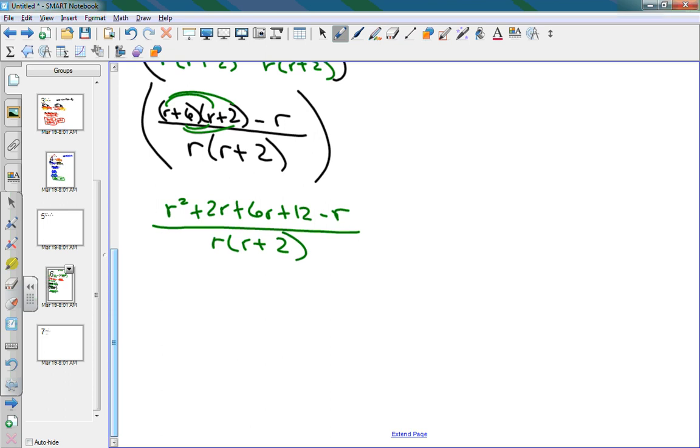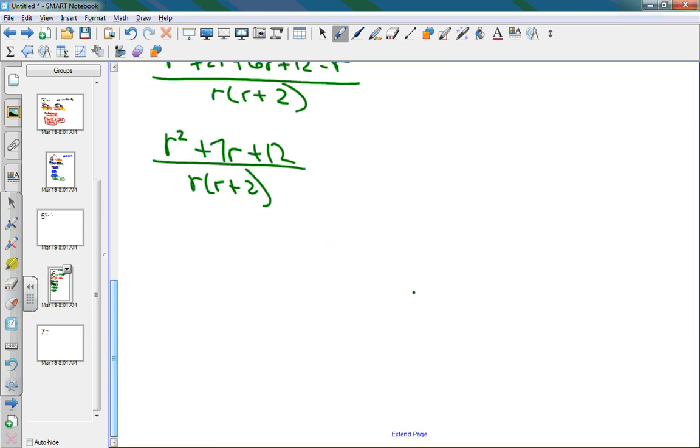Combine like terms. So that's r squared, 2r plus 6r is 8r, minus 1r is 7r plus 12 over r times r plus 2. Put that into two binomials. That's r plus 4, r plus 3, all over r times r plus 2. Now this is factored completely, isn't it?